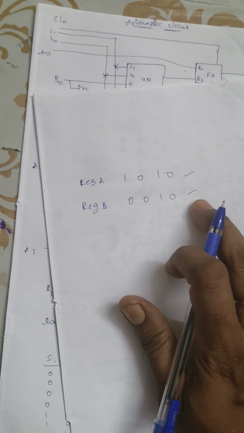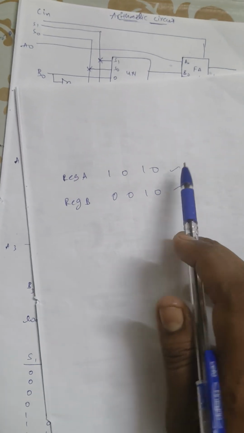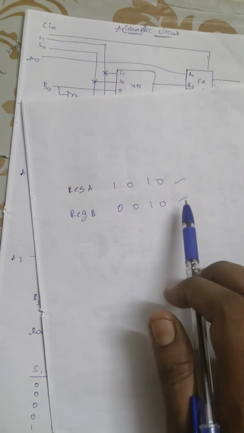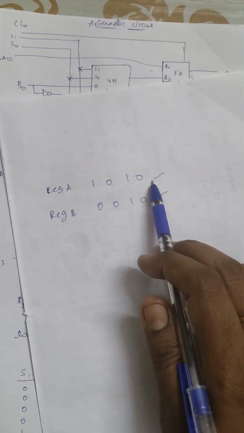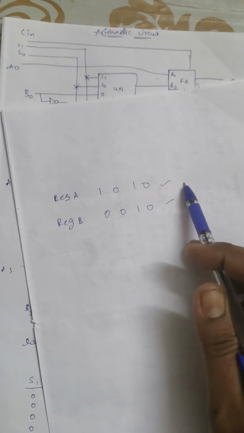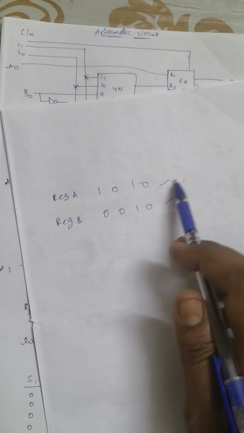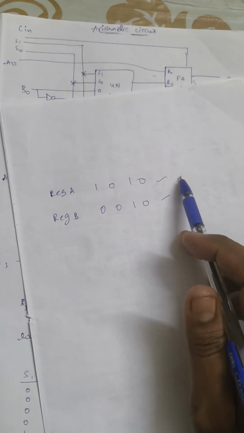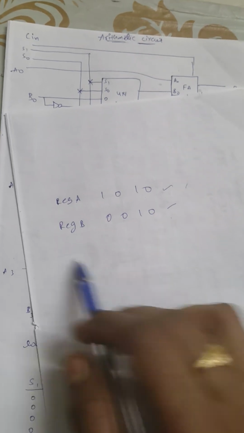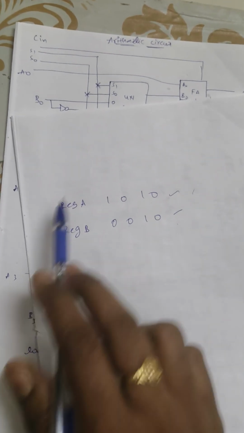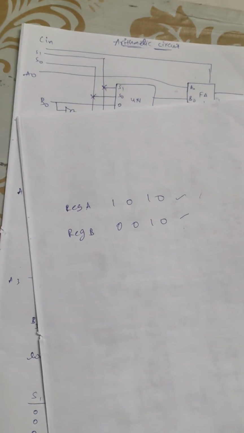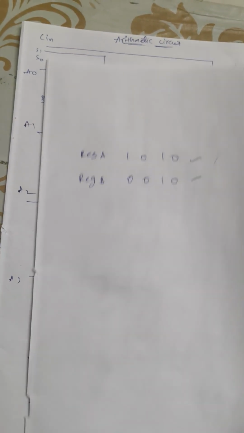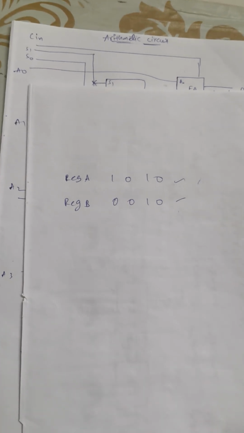If I want to perform arithmetic operations on two registers, I am designing a circuit which can perform addition of the two numbers, subtraction of the two numbers, or, by considering one register, we can add one to it, incrementing the number, or subtract one from it, decrementing. So we are going to perform all these four operations using one circuit. A circuit which can perform all arithmetic operations is called an arithmetic circuit.